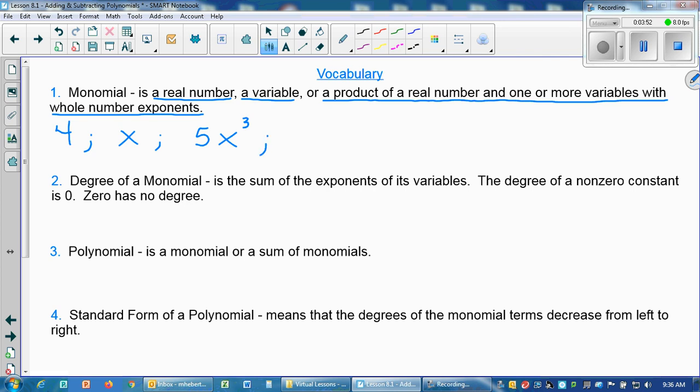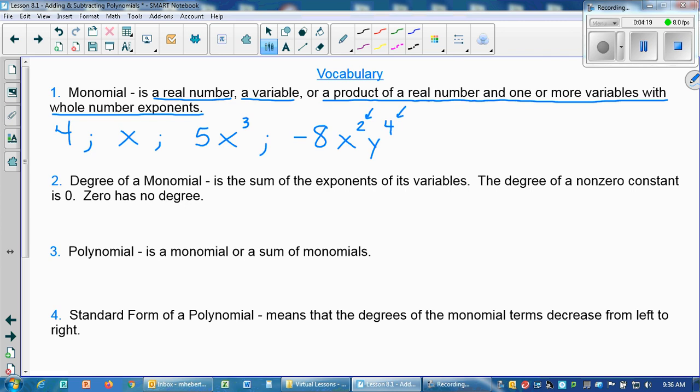Then we'll move on to another one. We'll do -8, and then we're going to do x to the 2nd and y to the 4th. So now we have more than one variable, and they have 2 different exponents. They have a 2 and a 4.